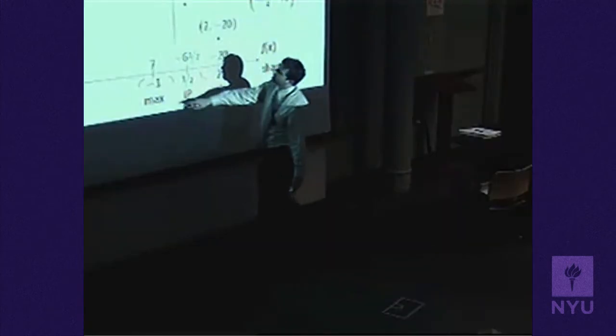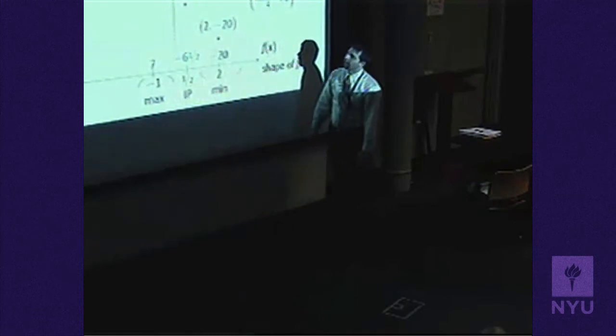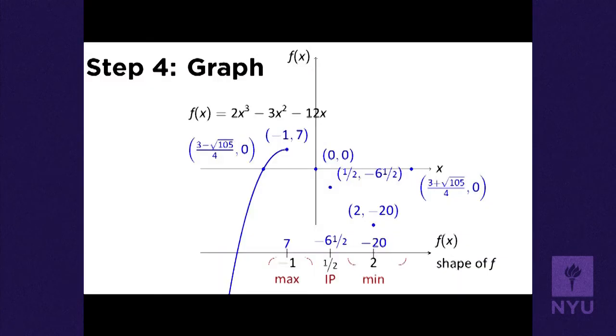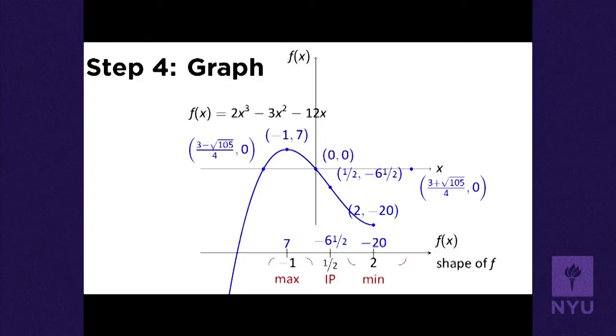And now I just have to connect those dots using arcs that are shaped like the ones that I have already figured out. So you guys ready? Here we go. Okay, from -infinity to -1, we have something which is increasing and concave down, and we know it goes through that 0 there. Between -1 and 1/2, it's decreasing and concave down. We know it passes through the origin. 1/2 is an inflection point. Between 1/2 and 2, we're decreasing and concave up. And then from 2 on, we're increasing and concave up, passing through the other 0 of the function, or the third 0. Okay? And there you have it.